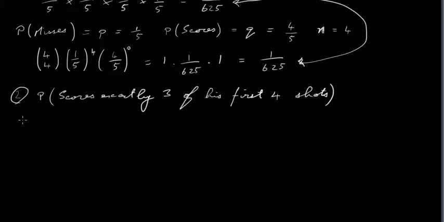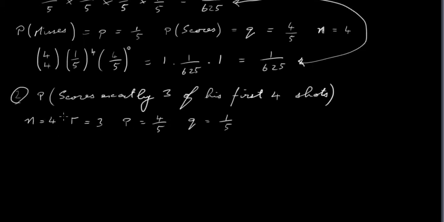Okay, so in this case, again, n is equal to 4. There's a finite number of trials. n is equal to 4. r in this case is the number of successes. So we want the probability of r successes, so he scores exactly 3 times. So r is going to be 3. The probability of success in this case is p, which is 4/5. And of course, q then is going to be 1/5. This time we want him to score, remember.